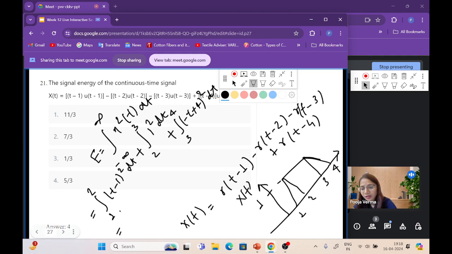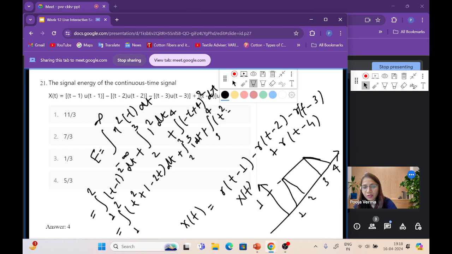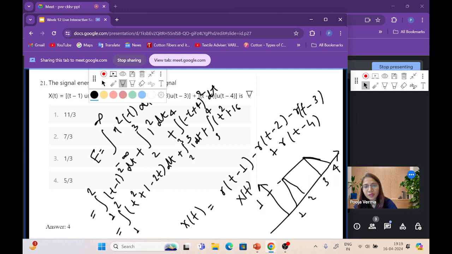Now expand this. So what we will get: t square plus 1 minus 2t, dt, and that will be the same. Then 2 to 3, 1 dt, and now we need to expand this one also. And what we will get: t square plus 16 minus 8t, right? And dt.